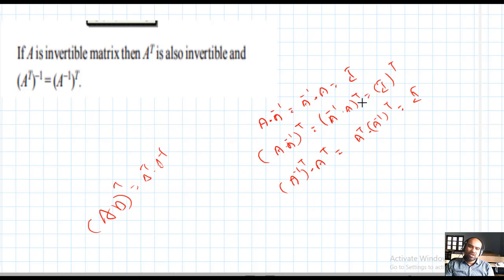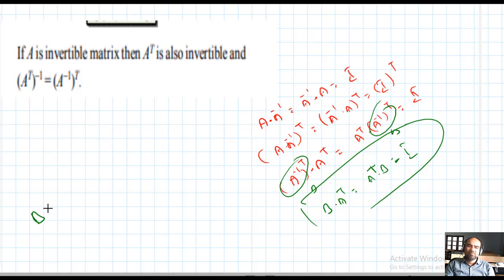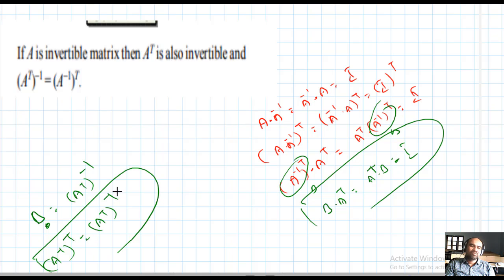Observe, students, do one thing. Let's call this some B. So what you got? B into A transpose equals A transpose into B equals I. What is the meaning of this? A transpose is the inverse of B, or B is the inverse of A transpose. Understood? So what can I say? B equals A transpose whole inverse. So instead of this B, what can I write? I can write A inverse whole transpose equals A transpose whole inverse. I proved it now.